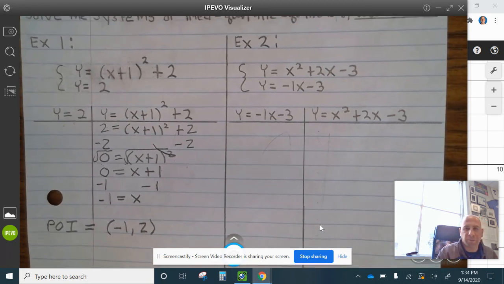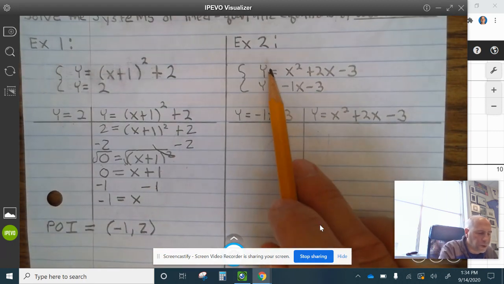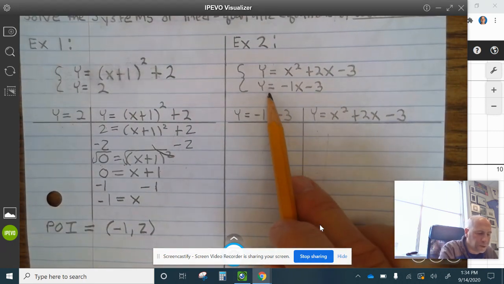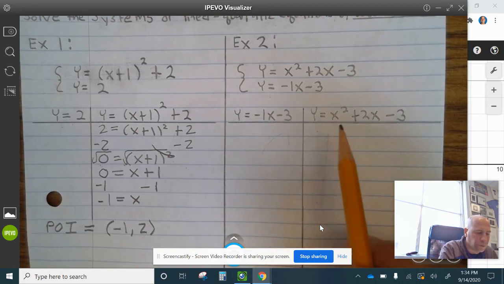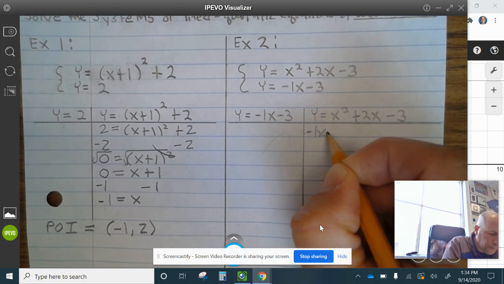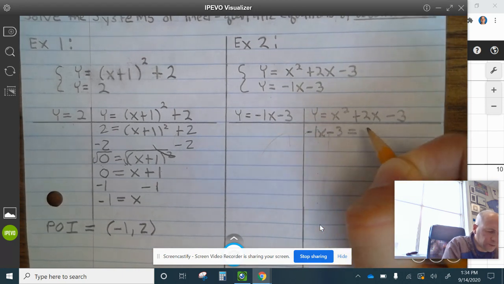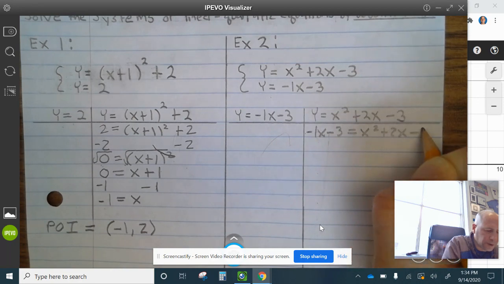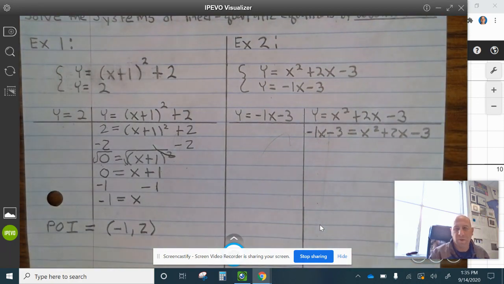All right, example 2. Okay? So the first step is solve one of the equations for either x or y. We notice that both are already solved for y. Since they're both equal to y, we can say they're equal to each other. Okay? So we can say that negative 1x minus 3 is equivalent to x squared plus 2x minus 3. Okay?